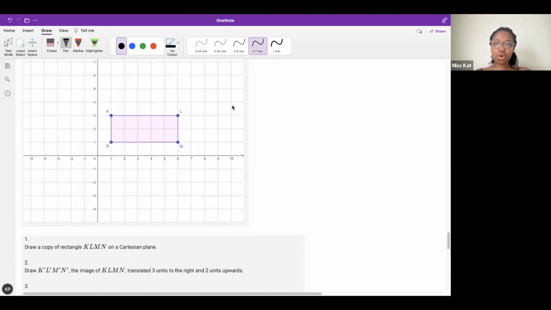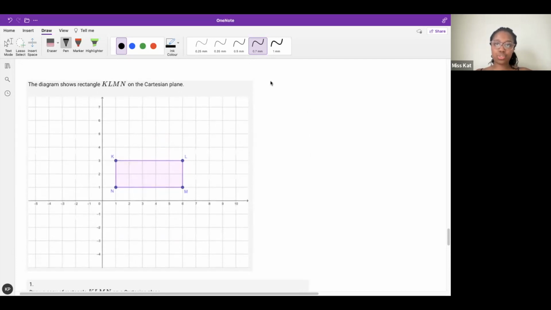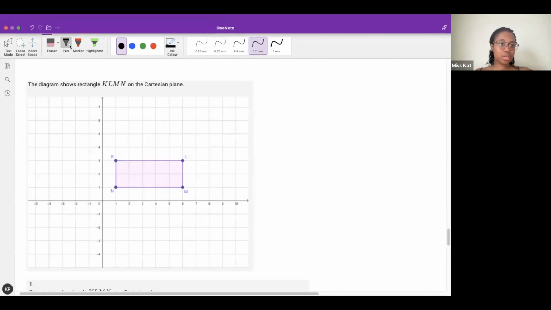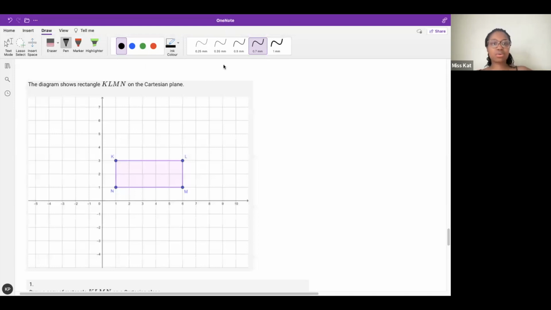We write all the coordinates. So what are the coordinates of K, L, M, and N? Let's start with K. What are the coordinates, guys? We don't have much time left. Today is quiz day. Let's hear what you guys have. What are the coordinates of K? Thank you, Tato. Focused.